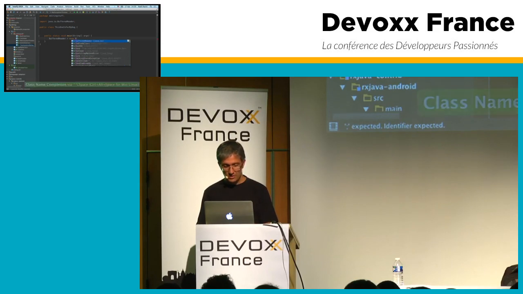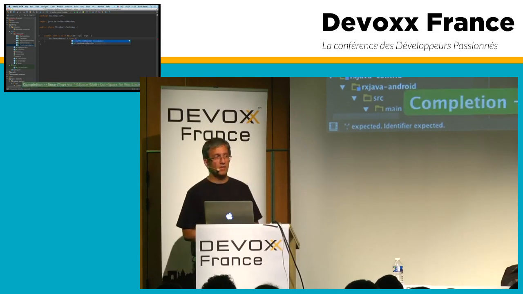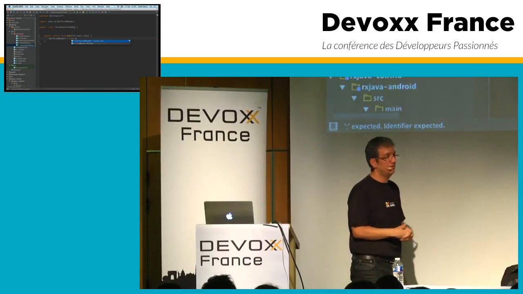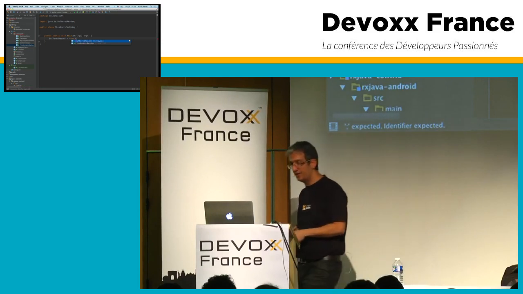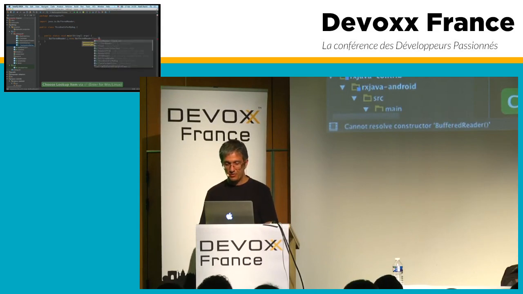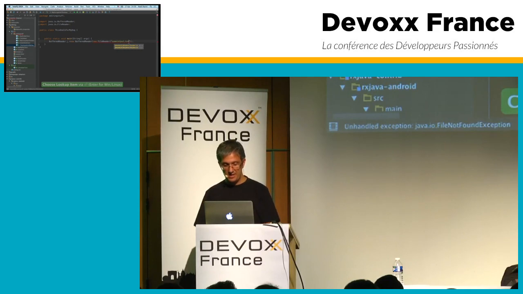Control smart completion, which will basically give me things that I can instantiate, right? That make more sense in that context. So normal completion and smart completion, okay? Then I could do, for example, new file reader and some input.txt, and then I get that red.